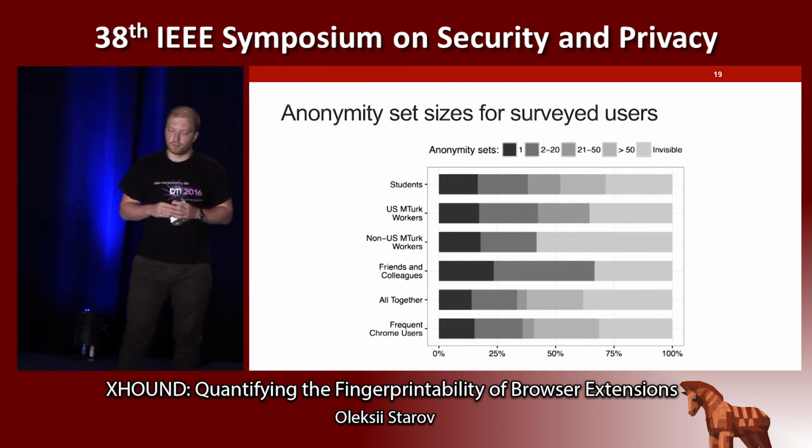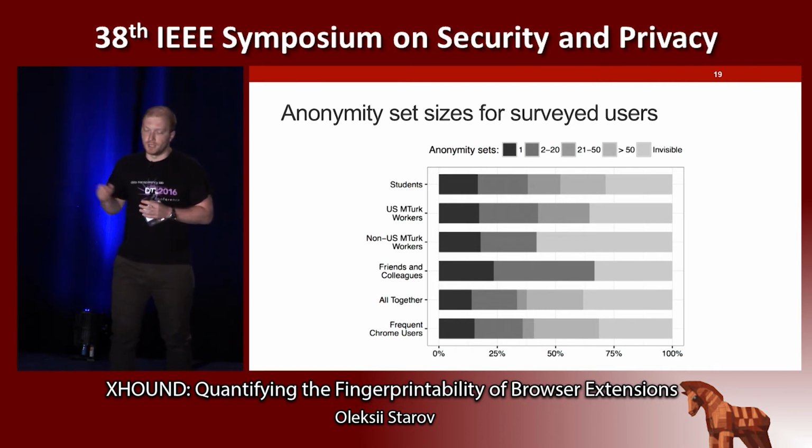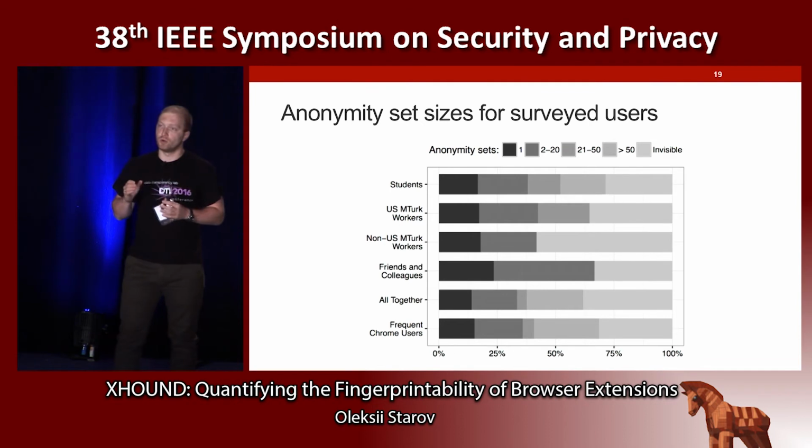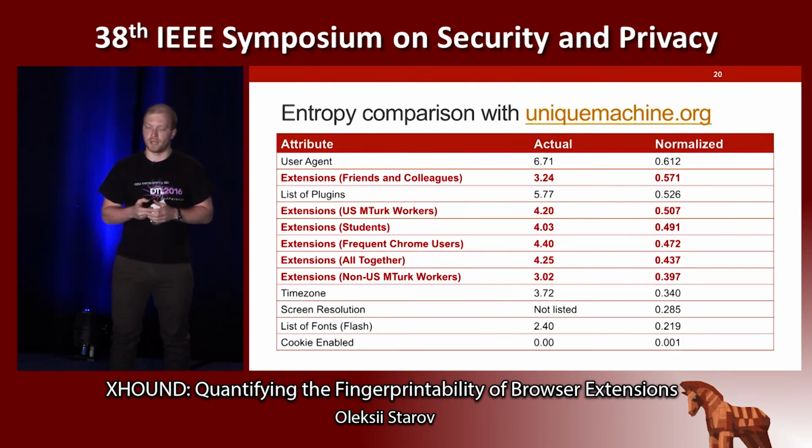A similar fraction of users in each group also share their extension-based fingerprint with 2 up to 20 other users, and even more from 21 to 50 other users. Let's consider how it looks in terms of entropy.